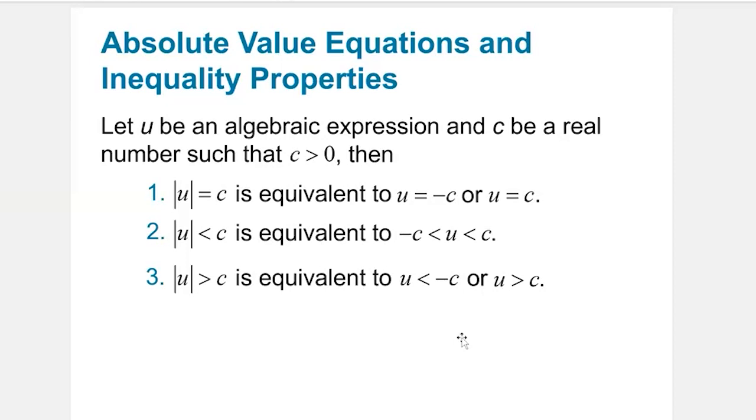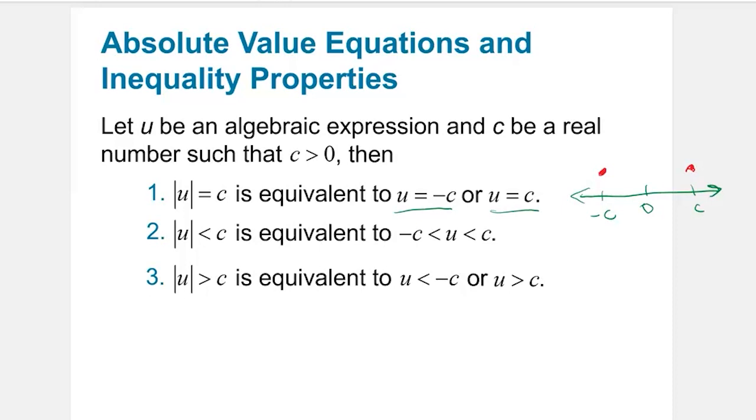Okay, so the properties of absolute value are, if we have an algebraic expression U, then the absolute value of U equals C means that U is either positive or negative C, because it's C units from zero. If this is 0 and this is C and this is negative C, we know it's going to be either here or here, because I have this equals. So it's not an interval, it's just two values.